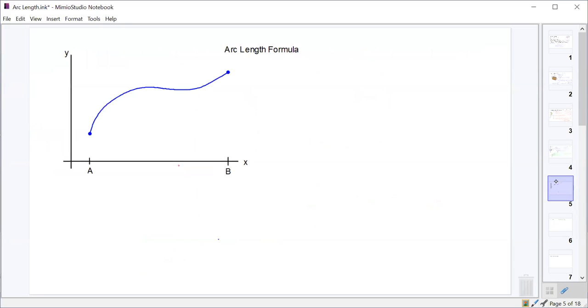All right. Are we ready to move forward into more new stuff? Yes. Perfect. All right. What's the length of this arc? Probably 3. Good guess. Could be right. Might not be. What's the distance from A to B?